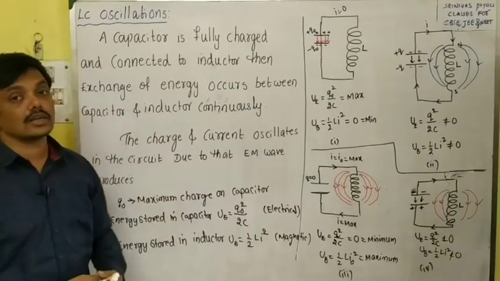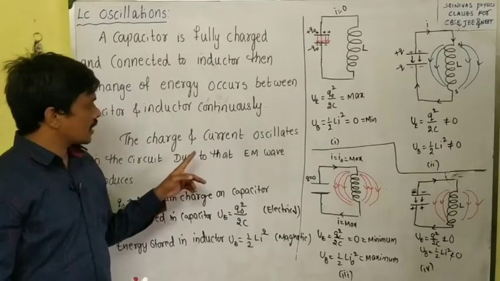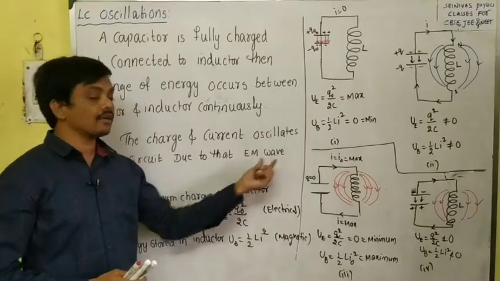This oscillating charge and oscillating current can produce the electromagnetic wave. Here I wrote EM wave.